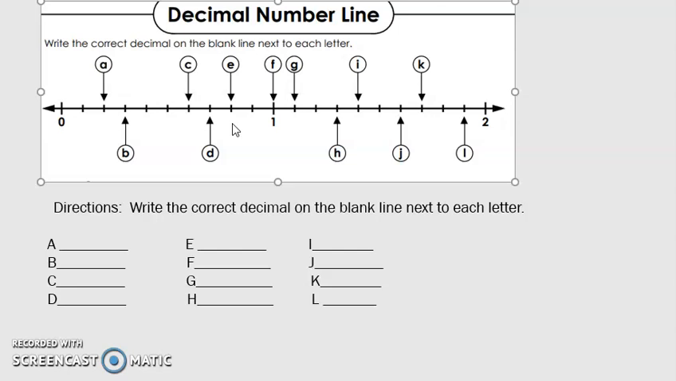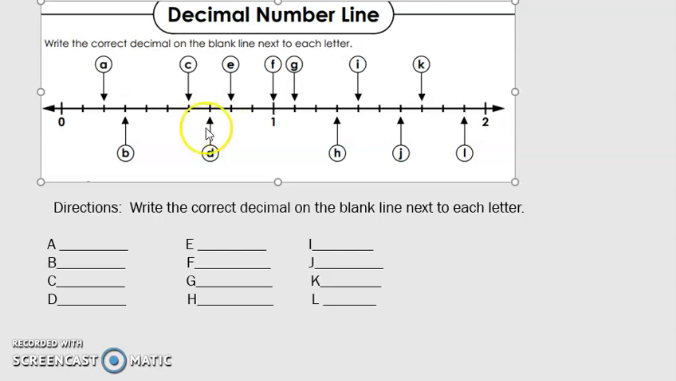So we've represented the decimals with rectangles that were divided up into 10 equal pieces. We've represented them with circles that were divided up into 10 equal pieces. Now we're going to put them on a number line. And guess what? The number line is divided into 10 equal pieces.